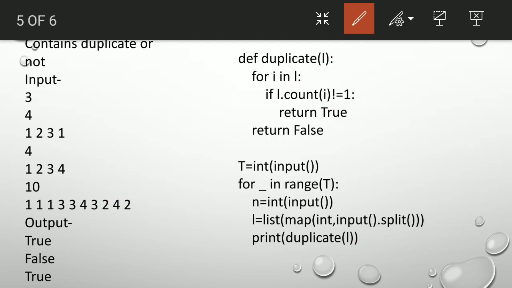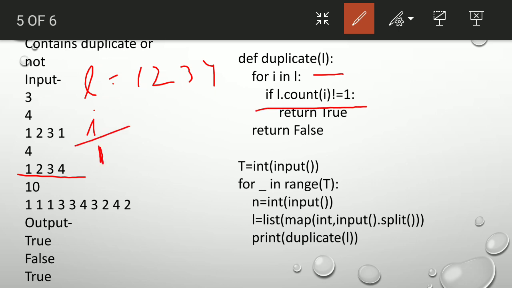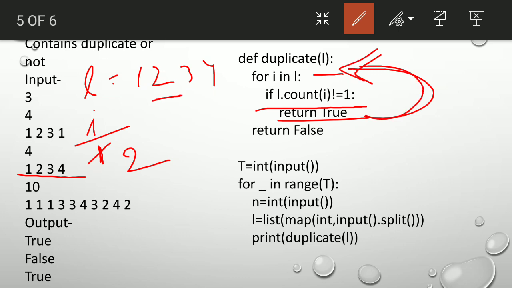In the second case, we have written 1, 2, 3, 4, and the list contains 1, 2, 3, 4. Now I contains the value 1. Is L dot count of 1 not equal to 1? The condition is false. Again we will go, and the I value will be incremented to 2. Now is L dot count of 2 not equal to 1? The condition is again not satisfied, so it will again iterate the loop.